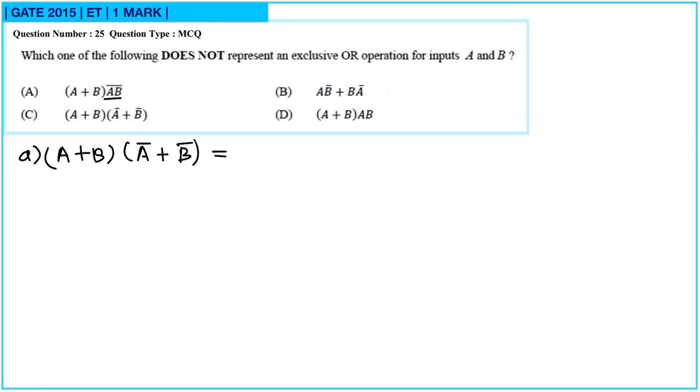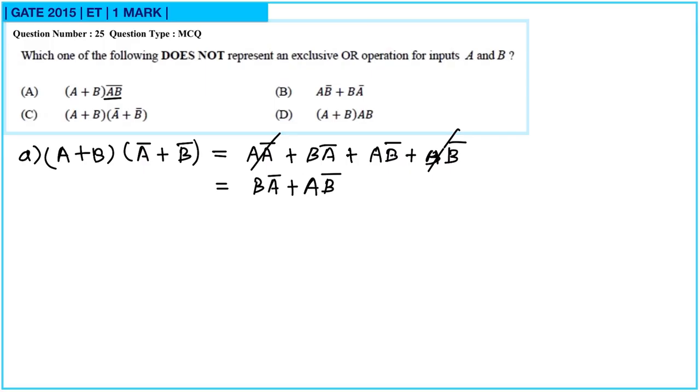And then we can use distributive law, and then this will be A bar B or A bar A or A B bar or A bar B bar. So this will be 0 and this will also be 0. So from here we can write B A bar or A B bar. This is the definition of XOR gate. So this is simply XOR gate, A XOR B. That means A is a XOR gate.